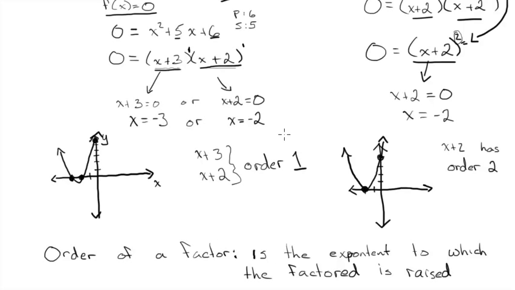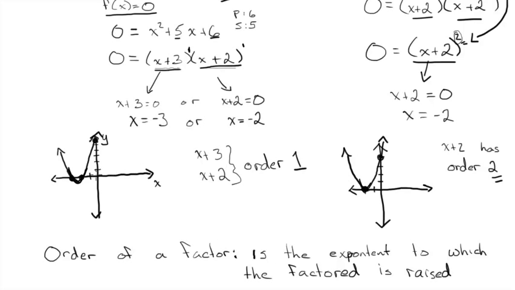And why this is going to be significant is because it's going to tell us a lot about the graph. Notice that for two factors that have order 1, the zeros in those cases go right through the x-axis, right? When it has an order 2, it just touches the x-axis once. It doesn't actually cross it.